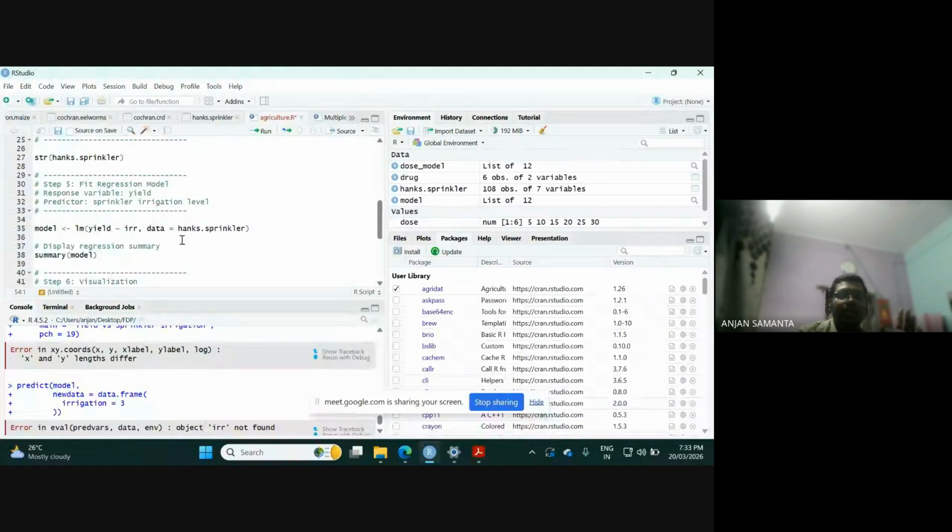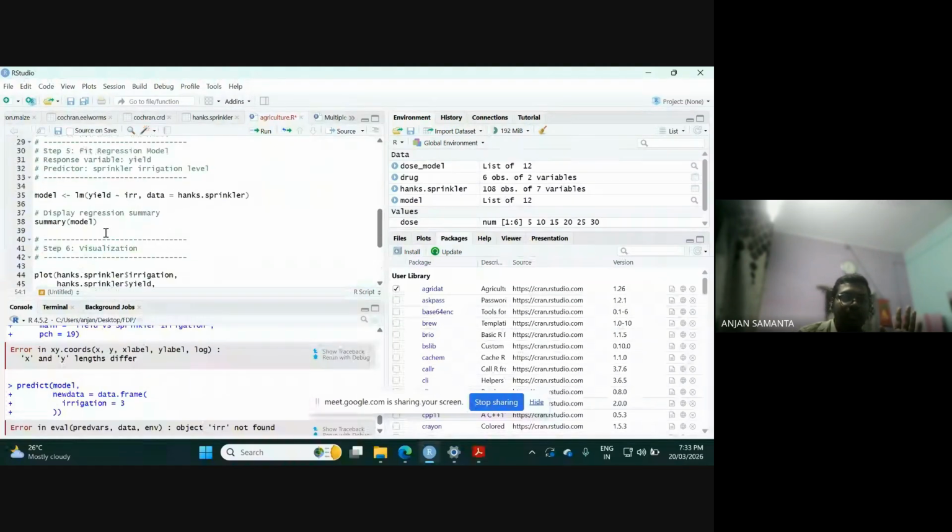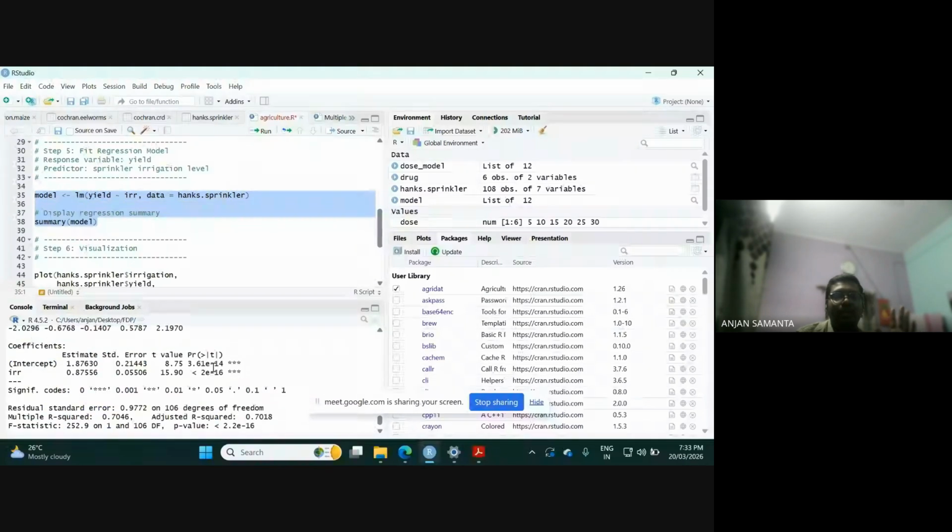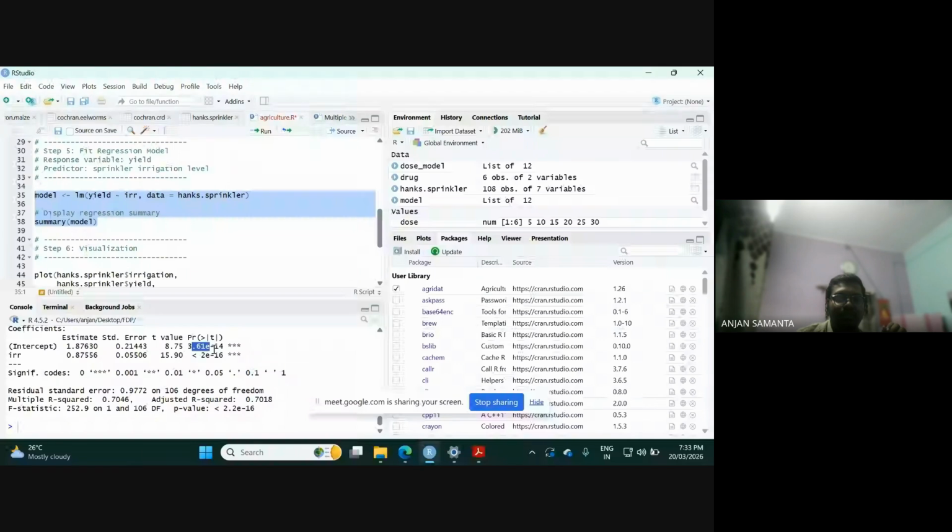As I've discussed, if you want to check the accuracy of the model, you have the corresponding p-value. If it is quite large, you can reject the particular variable, and if it is small, you can keep it. And the R-square value will give you how much accuracy we have.